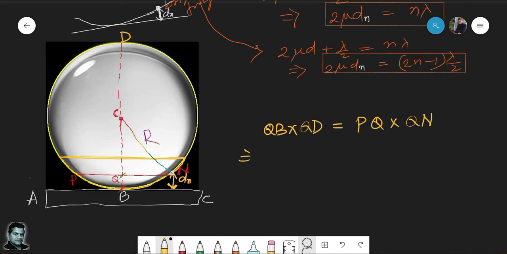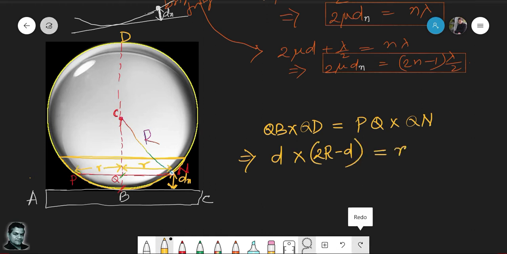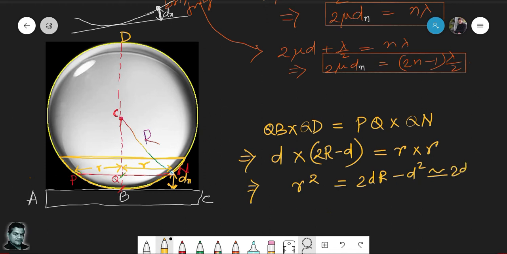Now from the properties of the sphere, we can write QB into QD is equal to PQ into QN. QB is d. QD is 2R minus d. PQ is r, and QN is r. So from here we get r squared is equal to 2dR minus d squared, which is very close to 2dR.